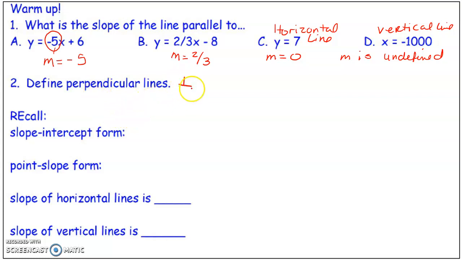So, okay, definition of perpendicular lines. This is our notation for perpendicular. And perpendicular lines meet or form right angles.